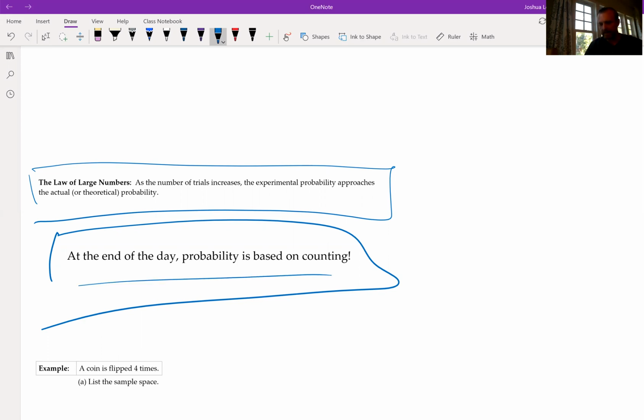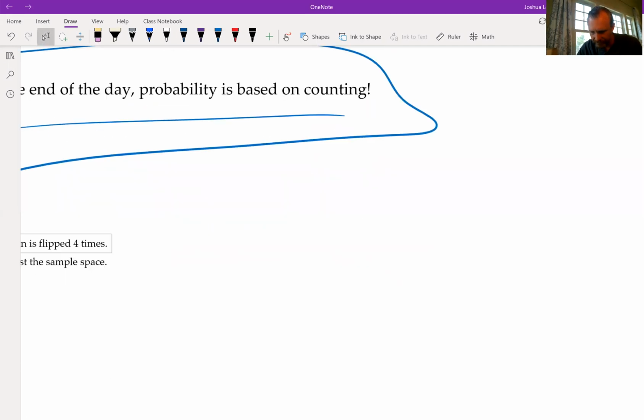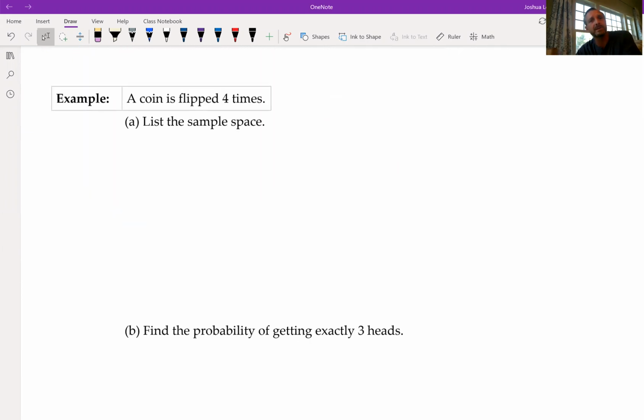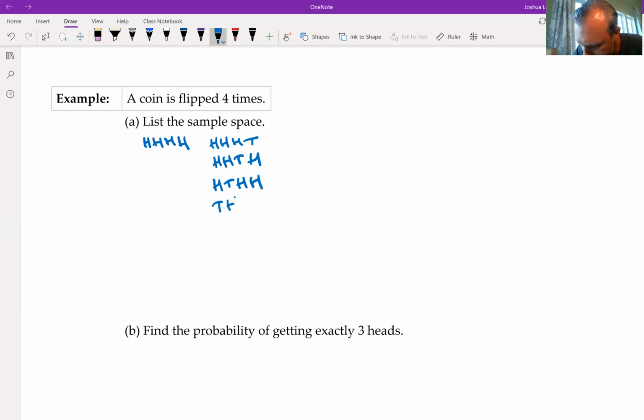And really, at the end of the day, probability is based on counting. So let's look at some examples and connect probability to counting. A coin is flipped 4 times. Let's start by listing the sample space. I could get all heads. Any other ways to get all heads? No. And then I could get 3 heads. So let's go through all the possibilities for 3 heads. Tails, heads, heads, heads. Did I miss any? We got the tails in the last spot, 3rd spot, 2nd spot, 1st spot.